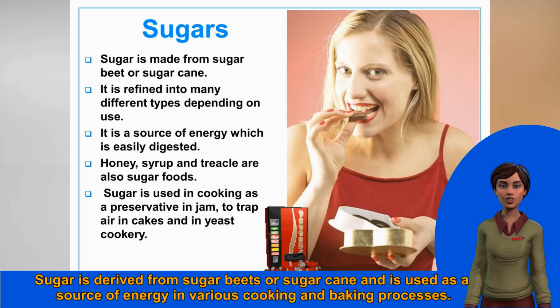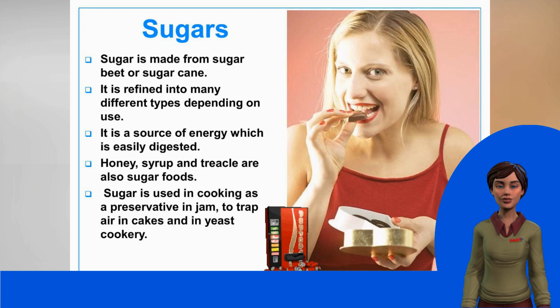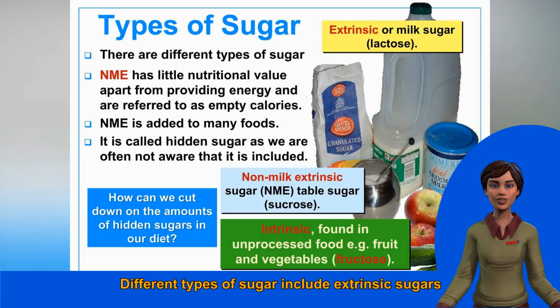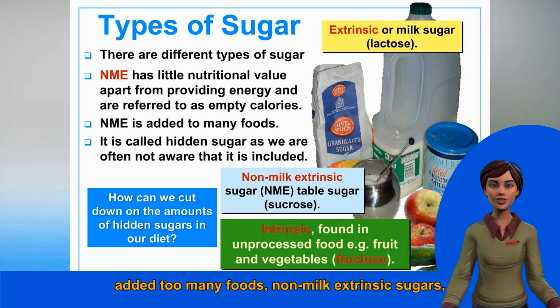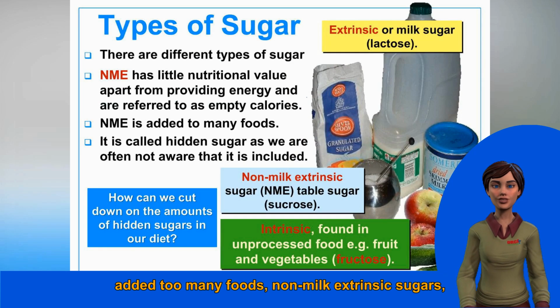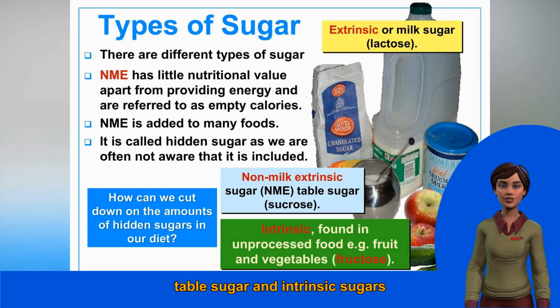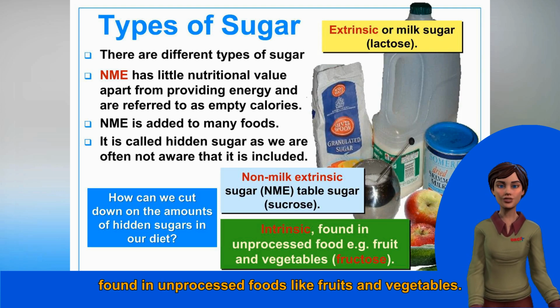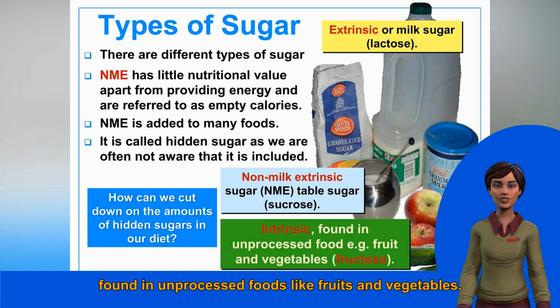Sugar is derived from sugar beet or sugar cane and is used as a source of energy in various cooking and baking processes. Different types of sugar include extrinsic sugars, added to many foods, non-milk extrinsic sugars, table sugar, and intrinsic sugars, found in unprocessed foods like fruit and vegetables.